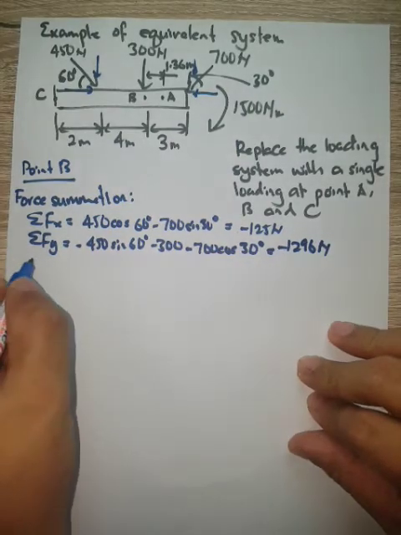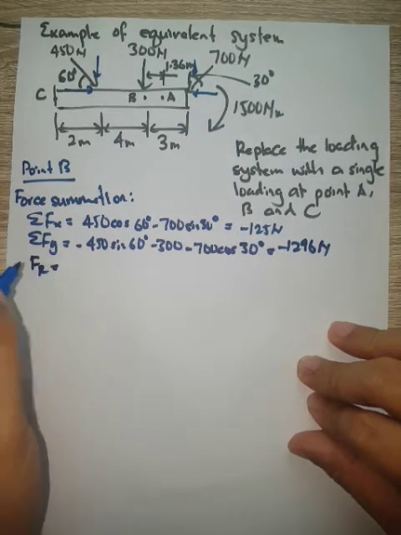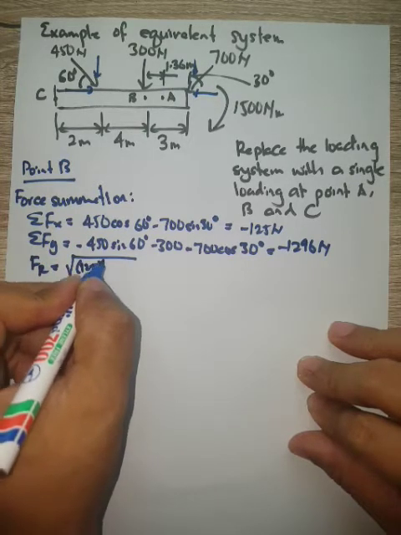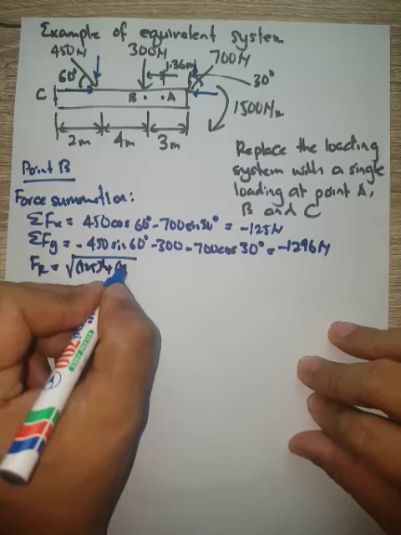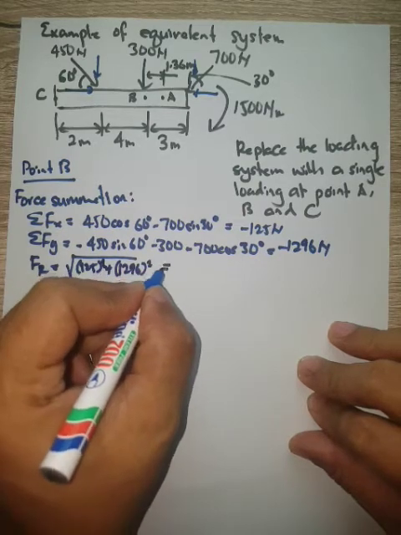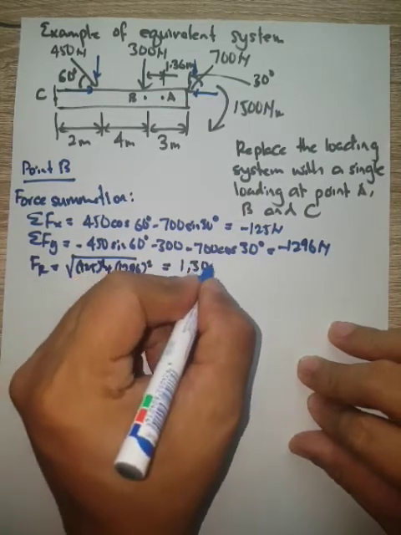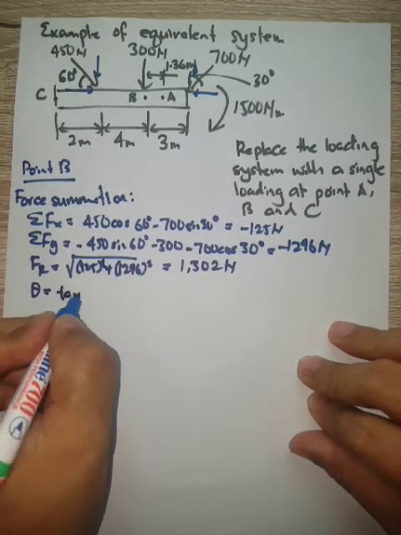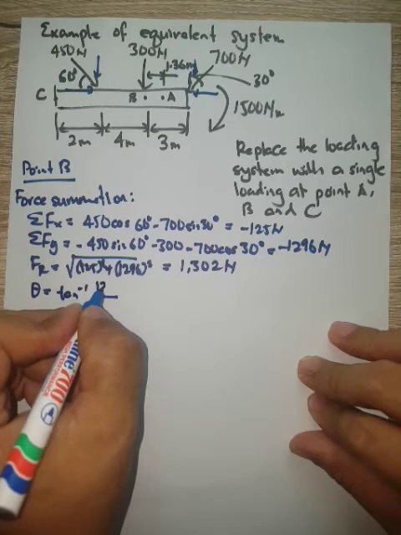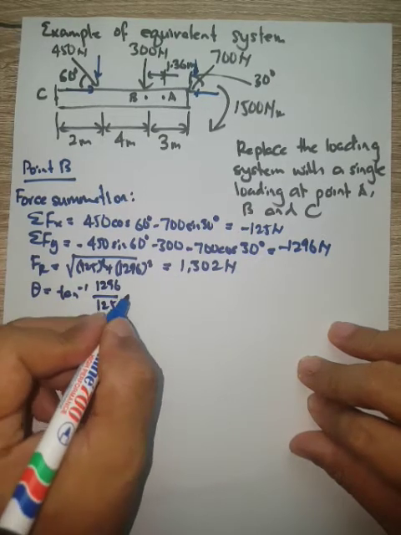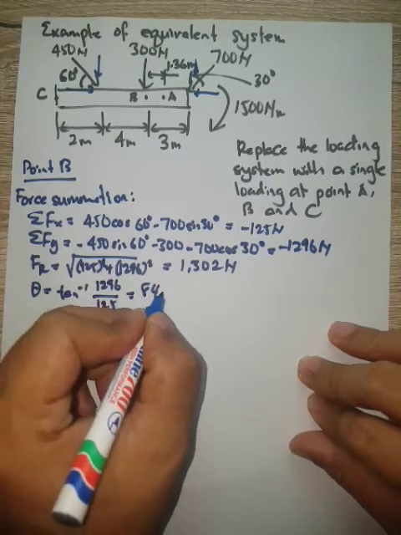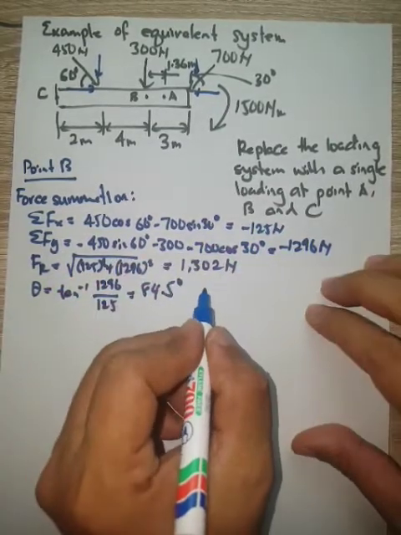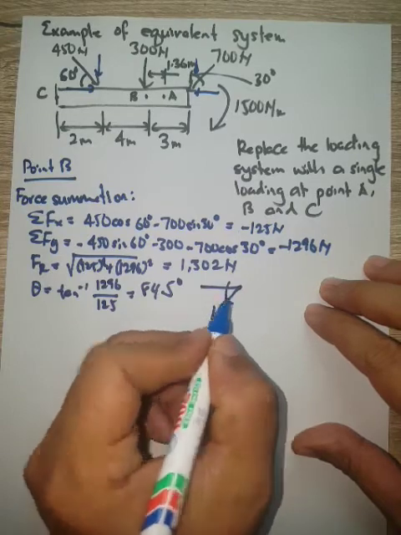And the resultant force for these components is the square root of 125 squared plus 1296 squared, we get 1302 Newton, with the direction of inverse tangent of 1296 over 125, equal to 84.5 degrees. It is negative, so this direction is in the third quadrant.